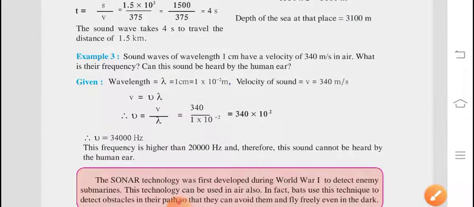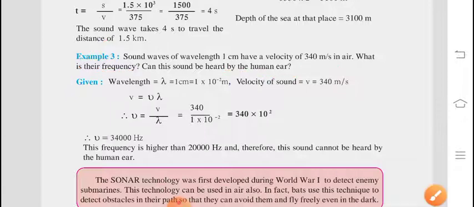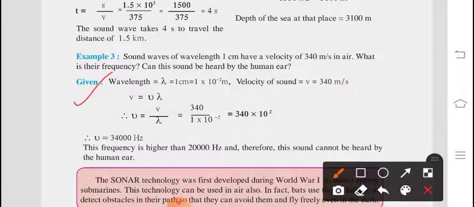Question number 3 is, sound waves of wavelength 1 centimeter have a velocity of 340 meter per second in air. What is the frequency? What we have to find over here? Frequency. Can this sound be heard by the human ear? That we'll discuss. First of all, we will write the given things. Wavelength is given as 1 centimeter. As I told you, we need units in the SI system, that's why we are converting it into meter. So 1 centimeter means 1 into 10 raised to the power minus 2 meter. And velocity is given, that is 340 meter per second.